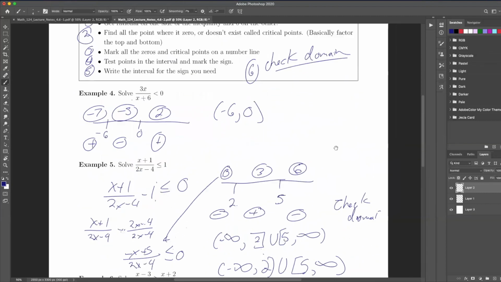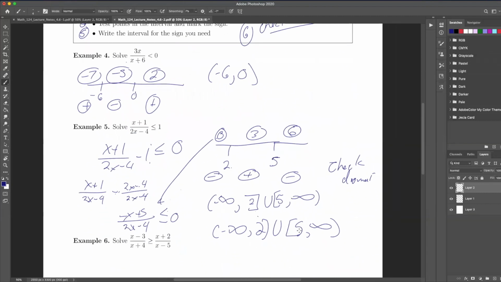So the reason I'm not using this one, but this one, is because 2 is not a valid input. Why is it not a valid input? Because if I put 2 in, I get dividing by 0. So I cannot use it. So I have to throw 2 away. And so this right here is the correct answer. Okay.